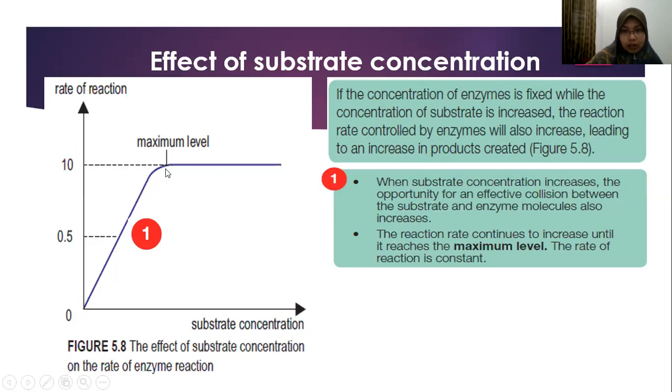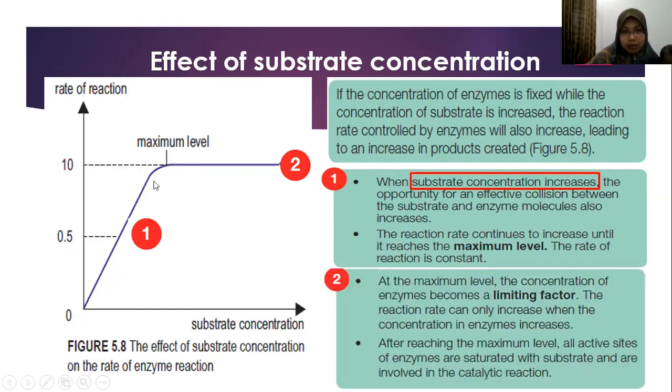So the reaction rate continues to increase until it reaches the maximum level. The rate of reaction is then constant. If the substrate increases, the reaction must increase, but there is one maximum level here. If there is not enough enzyme, what happens? At the maximum level, the concentration of enzyme becomes a limiting factor, because now there is not enough enzyme.